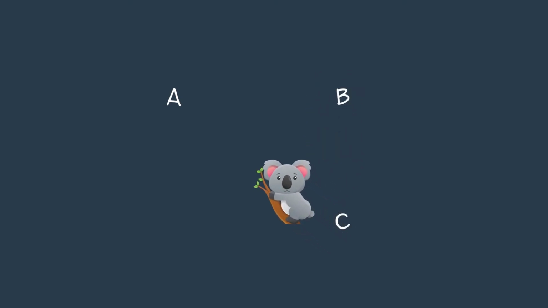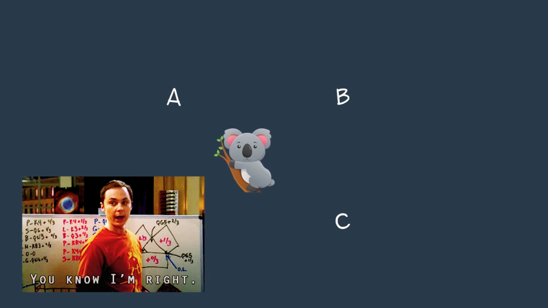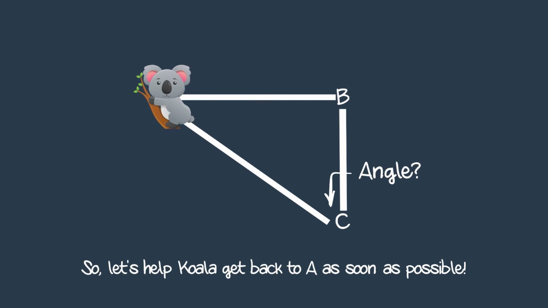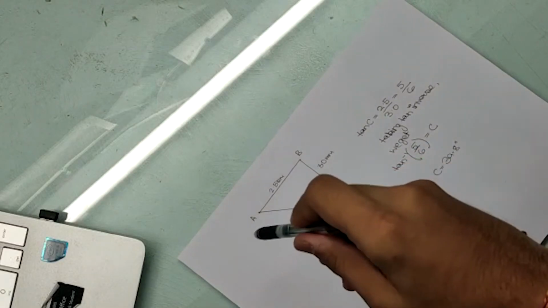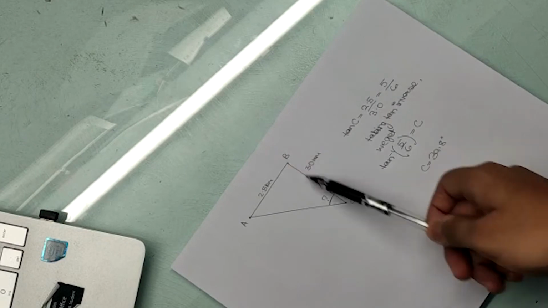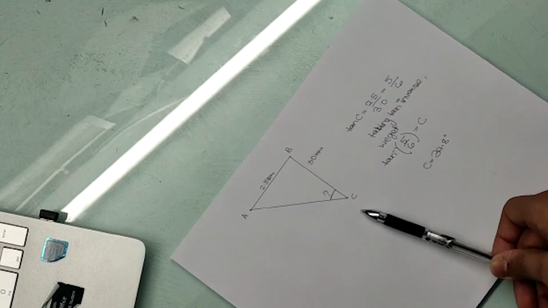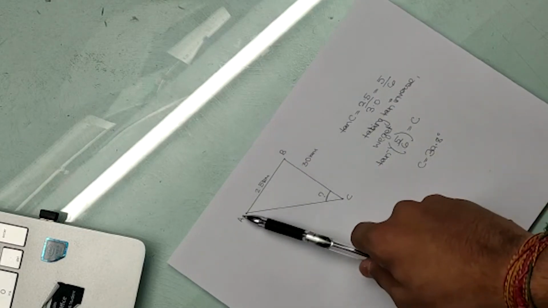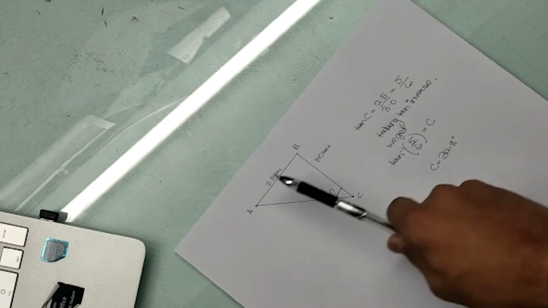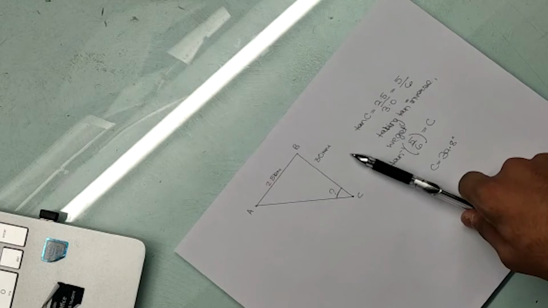This is where the koala can call up his helpful mathematician and get to know the angle at which he can travel. The koala needs to travel from point A to point B and then go on to point C. It also needs to travel back to point A. We know the distance between point A to B and B to C, which is 2.5 and 3 kilometers.